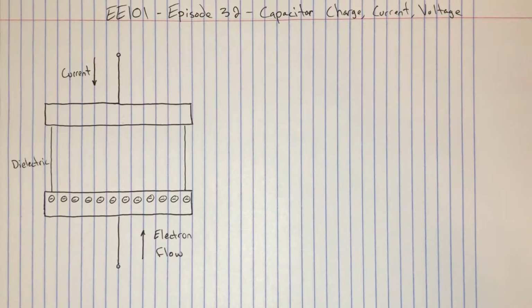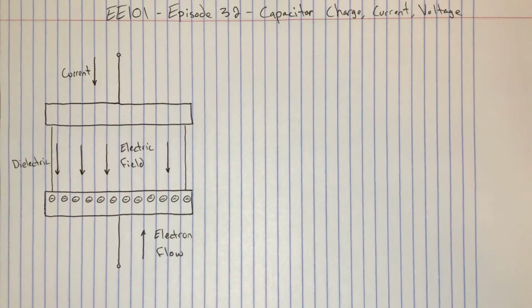Now, just because the electrons can't actually make it to the upper plate doesn't mean they don't exert any influence. As we know from electromagnetic field theory, charges exert forces over a distance on other charges via their electric fields. So what happens is the electrons generate a field that passes through the dielectric, forcing electrons to leave the upper plate at the same rate they arrive on the lower plate.